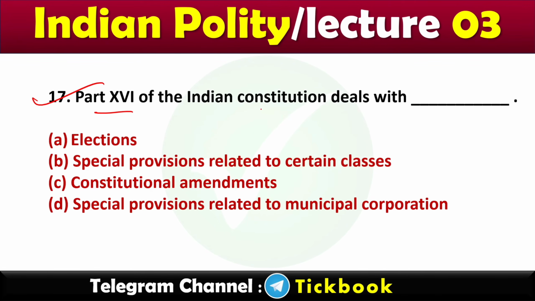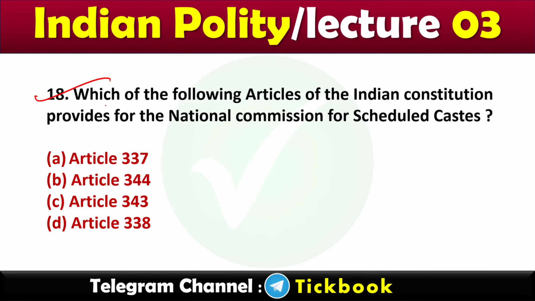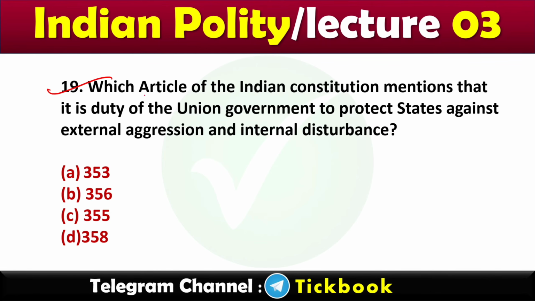17, Part 16 of the Indian Constitution deals with. Option number B, special provisions related to the certain classes. 18, which of the following articles of the Indian Constitution provides for the National Commission for Scheduled Castes? Option number D, Article 338. 19, which article of the Indian Constitution mentions that it is the duty of the Union Government to protect state against external aggression and internal disturbance? Option number C, Article 355.